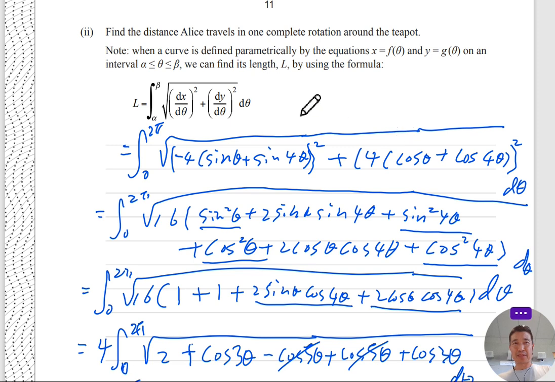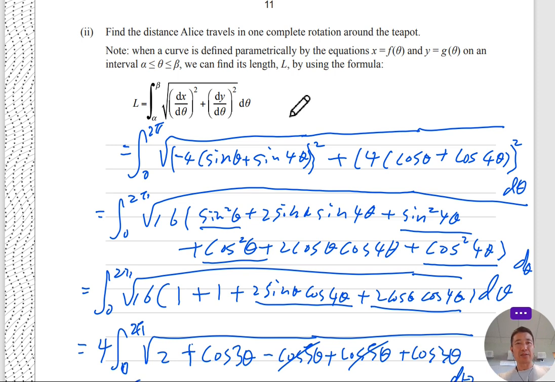So the question is this: find the distance Alice travels in one complete rotation around the teapot. Note when a curve is defined parametrically by the equations x equals f of theta and y equals g of theta on an interval theta between alpha and beta, we can find its length L by using the formula. I'll just use what I solved here to explain.